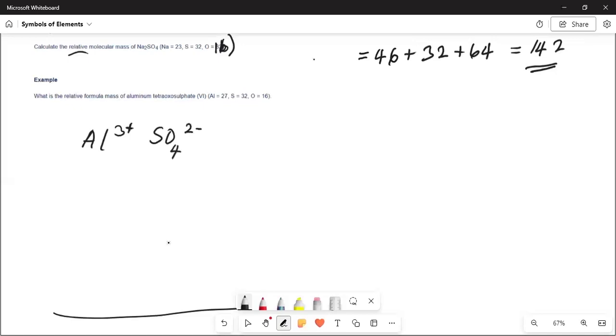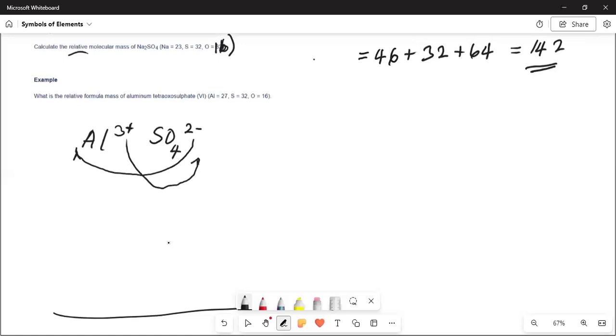Now, for combination to occur, they have to exchange their valency. That is why we define valency as the combining power of an element. So aluminum is going to take these two from the sulfate group, while the sulfate group will take the 3 from aluminum. Now, this marker is trying to control itself. I'm trying to finish drawing something.